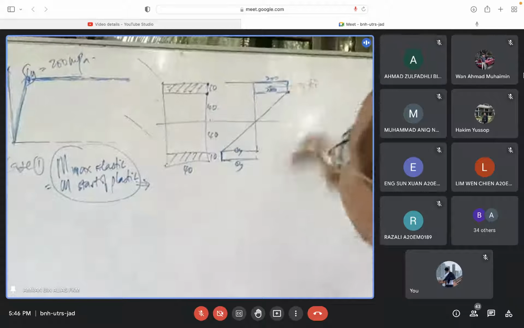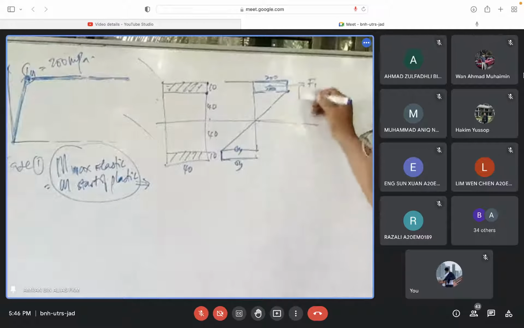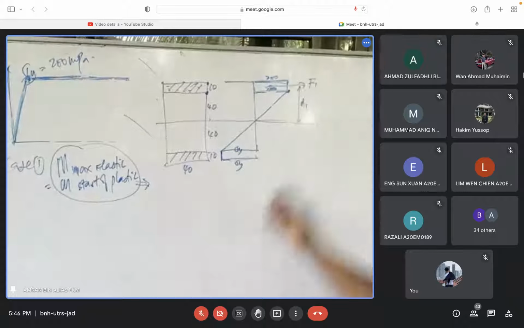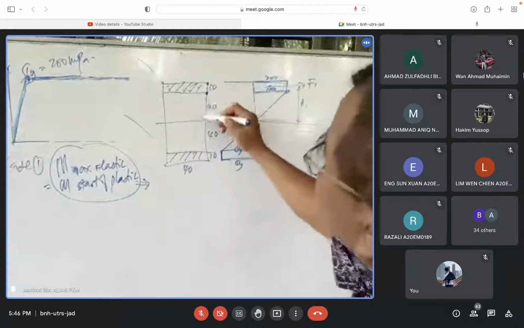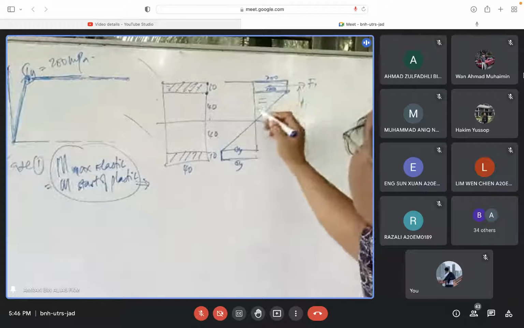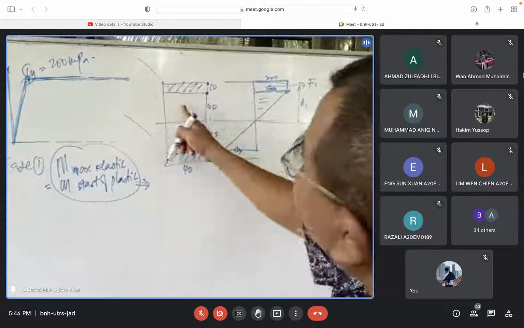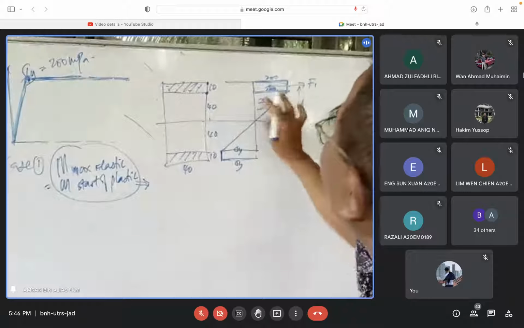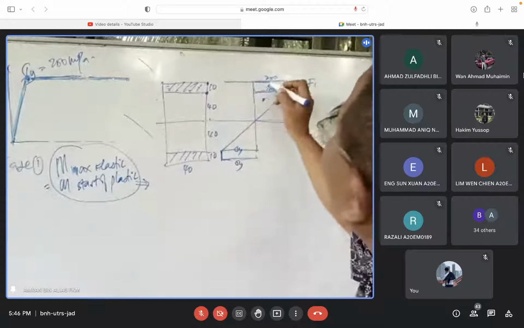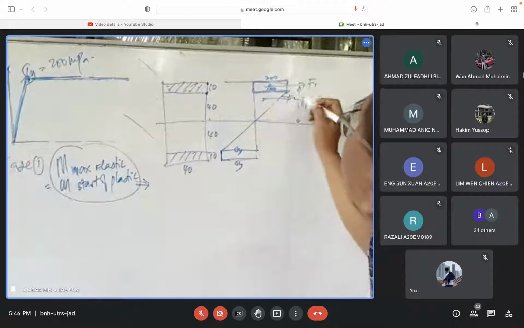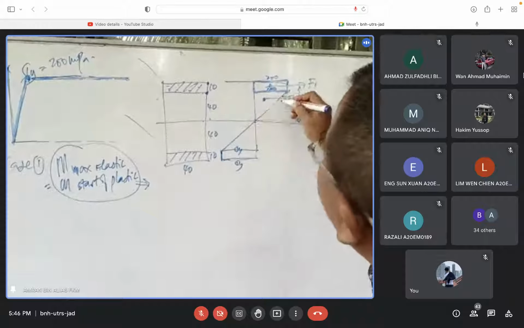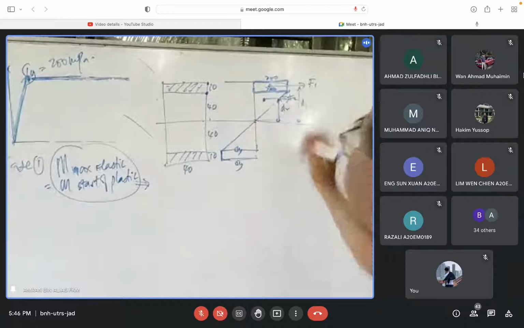That F1 will create a moment about the axis, so there must be a distance, D1. And then the triangle here, 200 here and 0 here. That stress will create a force at the center of that triangle. This is the center of the square. So for the triangle, there must be F2, and it will rotate about the axis at a distance, D2.